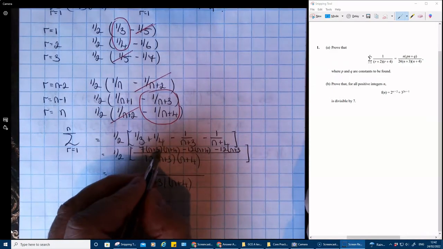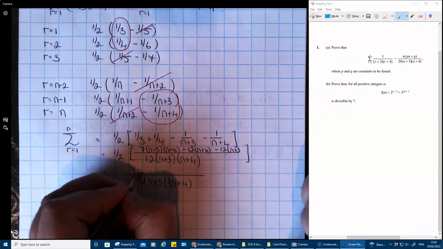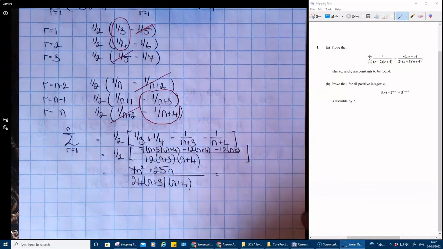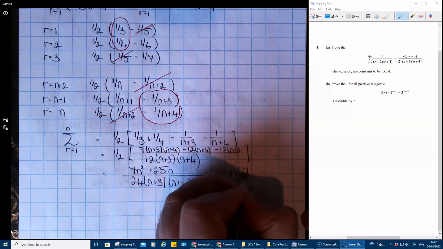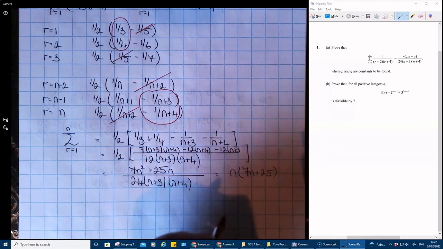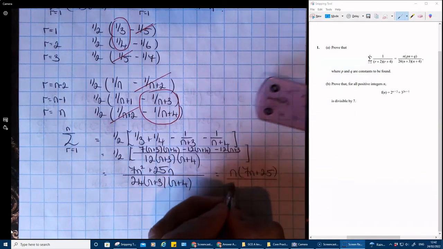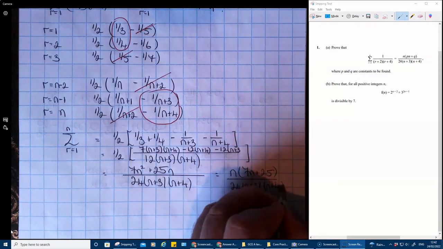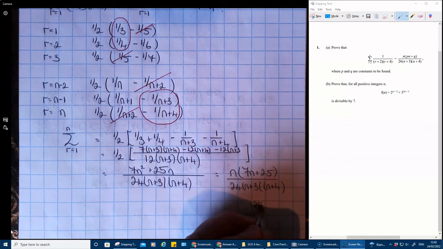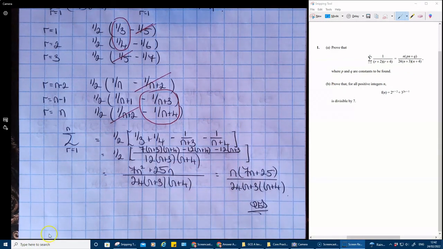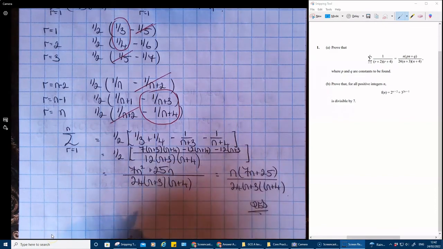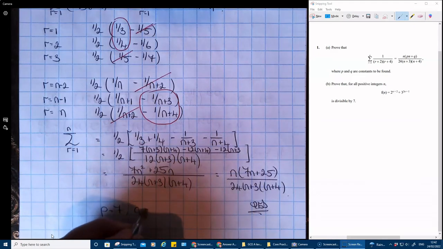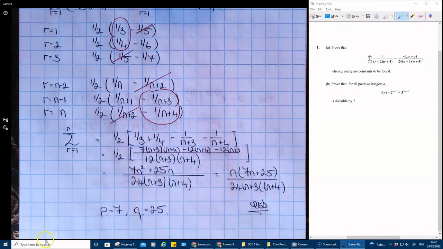So if I expand it, I get 7n squared plus 25n. So finally I'm left with n(7n + 25) all over 24(n + 3)(n + 4). Alright, proved, complete, as required, something similar. So I guess I should state P equals 7 and Q equals 25, just to be thorough.